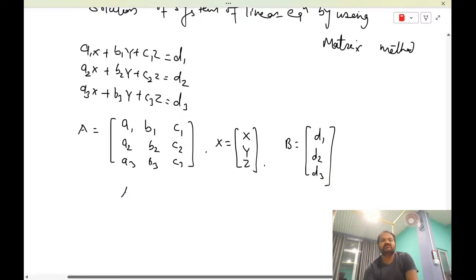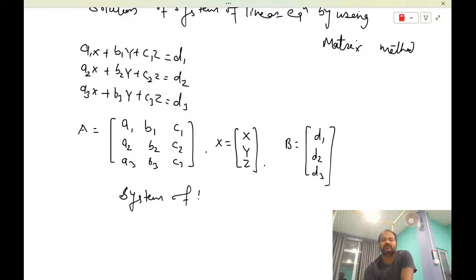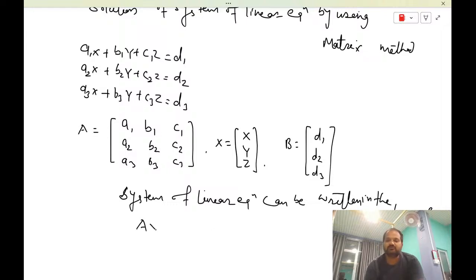So the system of linear equations can be written in the form of AX is equal to B.